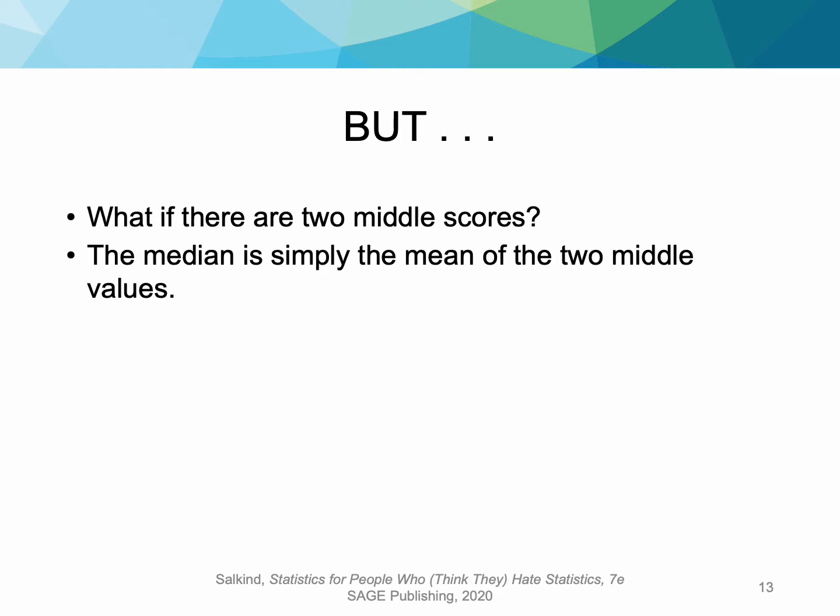But what if there's two middle scores? Then you'll take the mean of the two scores. If the two middle scores are the same, then it will be the same number as the two middlemost scores.